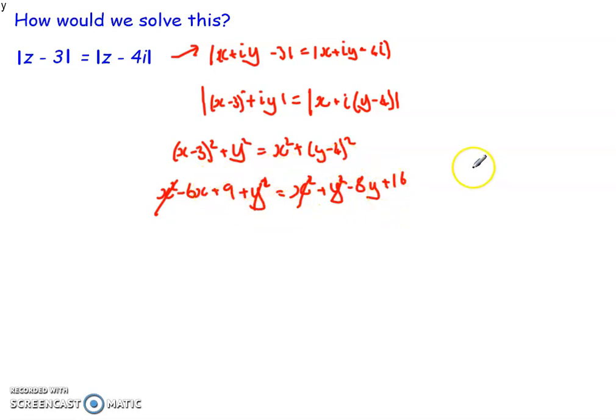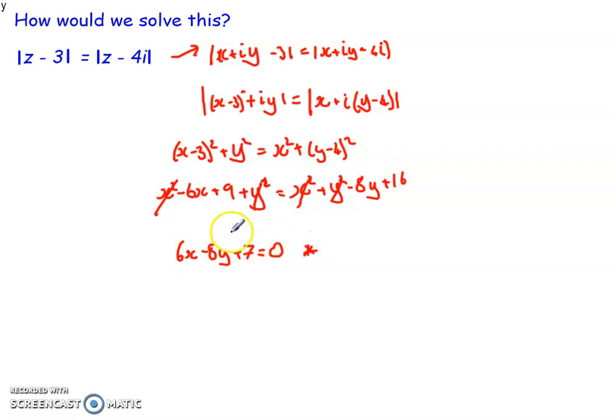So what I can do is stick it all on the one side. What I'll end up getting is 6x minus 8y, I've then got 16 take away 9, plus 7 equals 0. That there represents the straight line that I'm after. So the straight line that provides the solution to this set of equations in the complex plane.